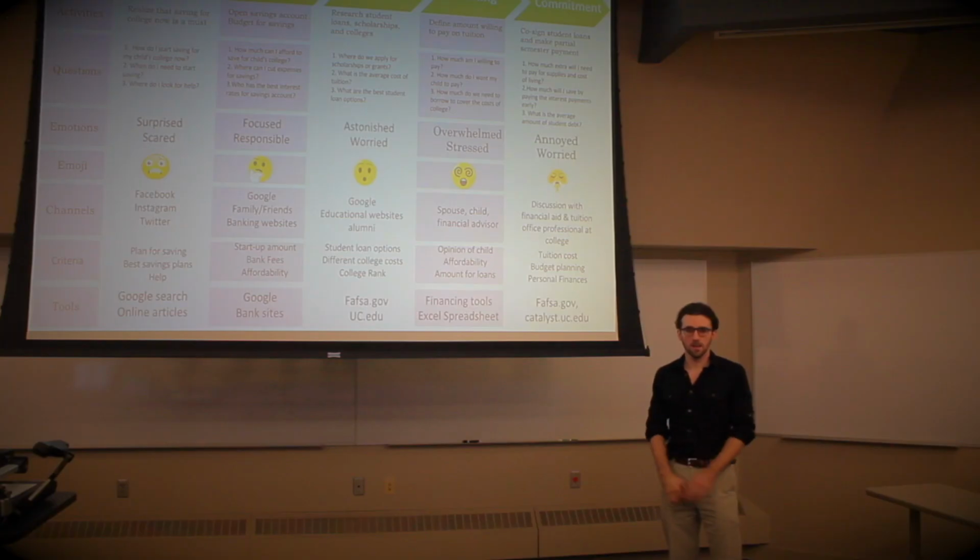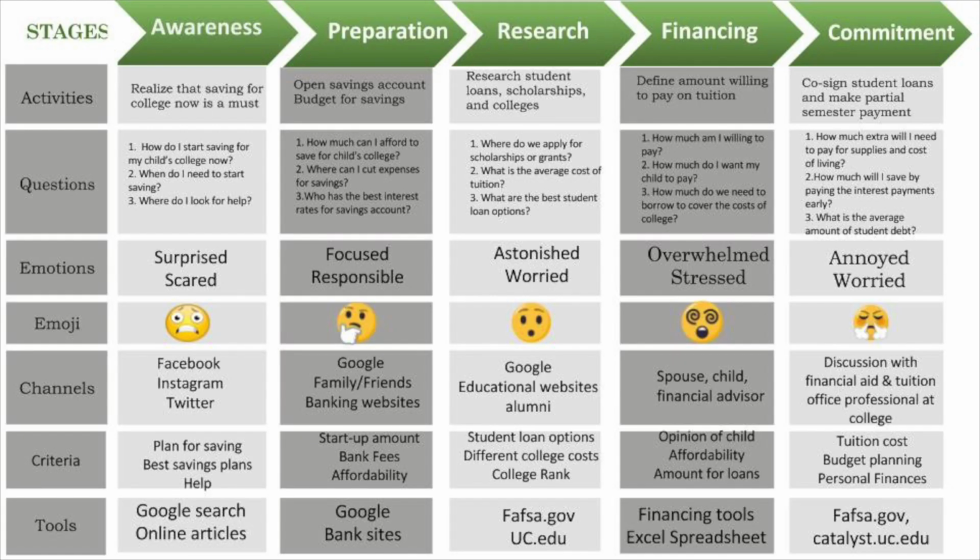All right. So now on to the journey map. We came up with 5 stages that Tracy would most likely go through. They are the awareness stage, the preparation stage, the research stage, financing stage, and the commitment stage. So let's start off with the awareness stage. The question that she's most likely to have is, where does she look for help? And she is most likely to feel surprised and scared because there's so much information about student loans and how you can go about trying to solve that issue.